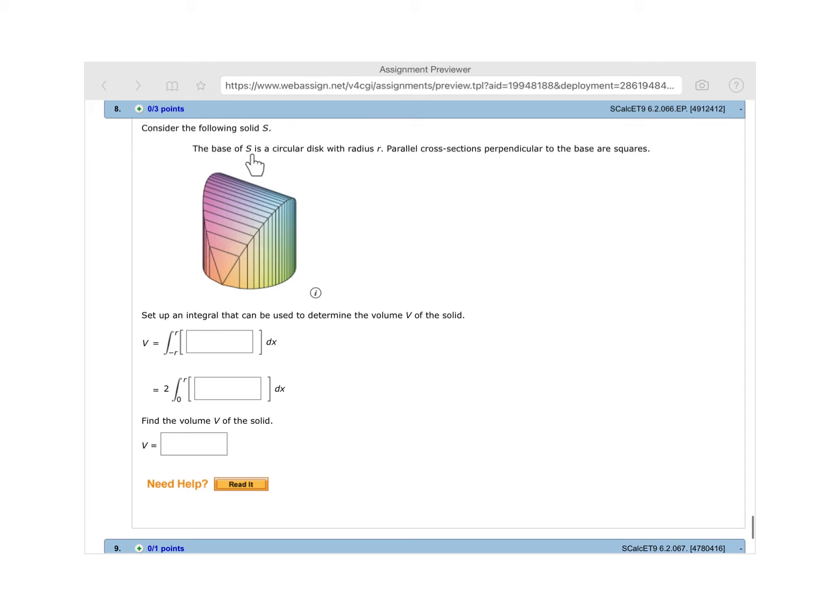The base of S is a circular disk with radius r. So maybe I'll try to draw a little to help you. The base is a circle, a perfect circle. Or maybe if I draw a graph here, I'm going to talk about that real soon. And then parallel cross sections perpendicular to the base are squares. So these are the cross sections that are perpendicular to the base.